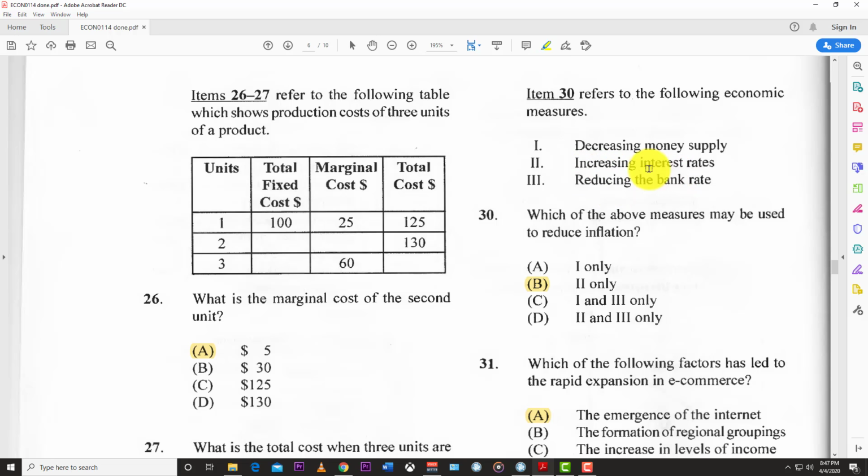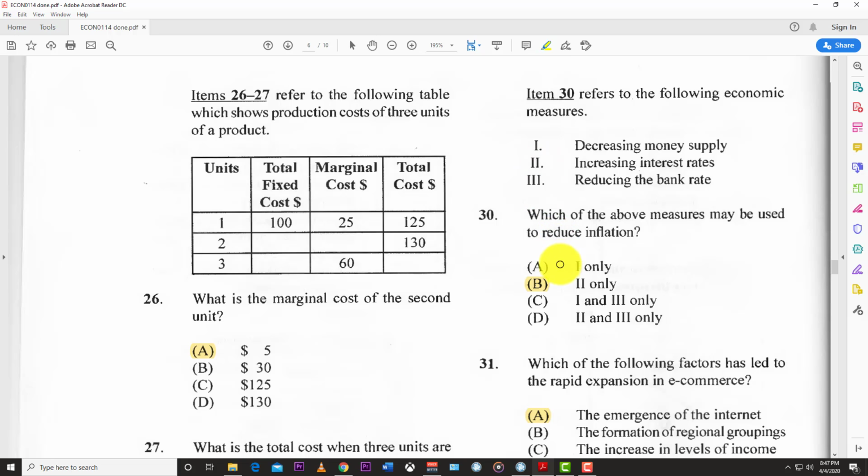And they can also increase the interest rates. If you increase the interest rates, borrowing money is more expensive, so people will refrain from borrowing money, and they don't have as much money in the market to buy stuff. So the answer for this one is supposed to be 1 and 2.